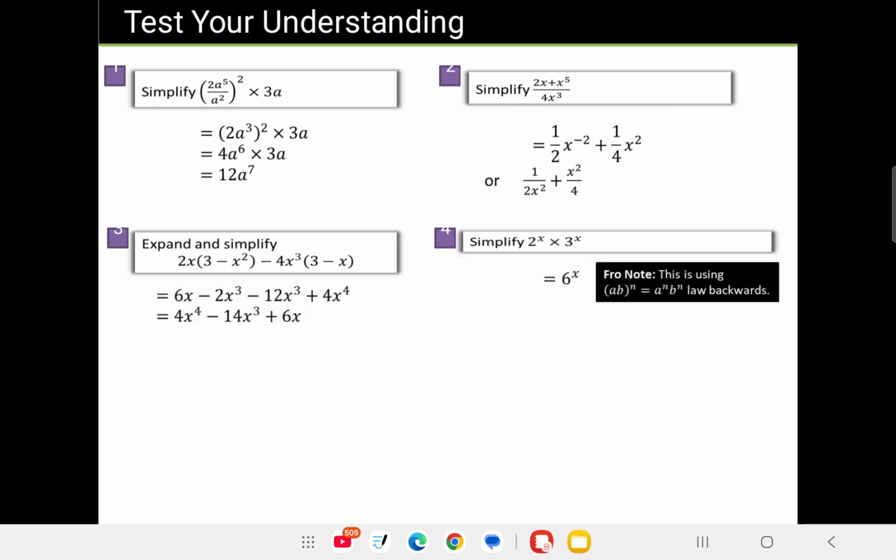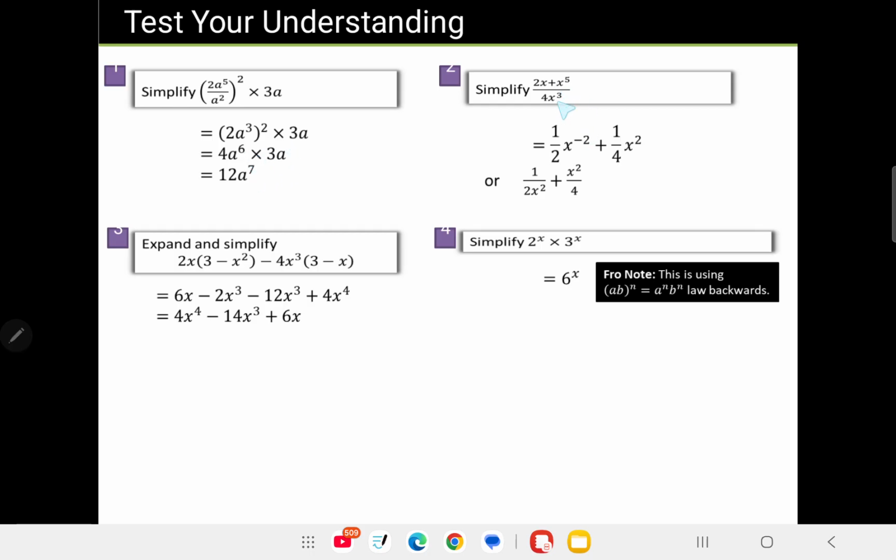So again, in the first question, first you need to apply the power 2 on both numbers, and then it's a power 5 over a power 2, so it will be a power 3. So when you apply the power 2 on it, 2 power 2 will be 4, and if you have double powers, you should multiply the powers, so 3 times 2 is 6, and 4 times 3 is 12, and a power 6 times a power 1 is a power 7.